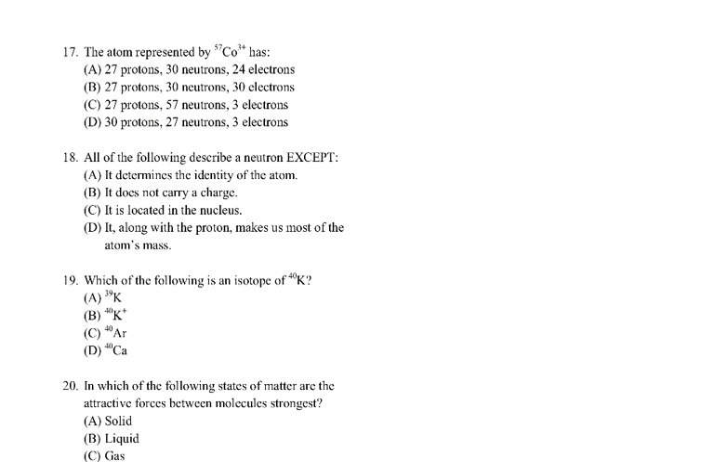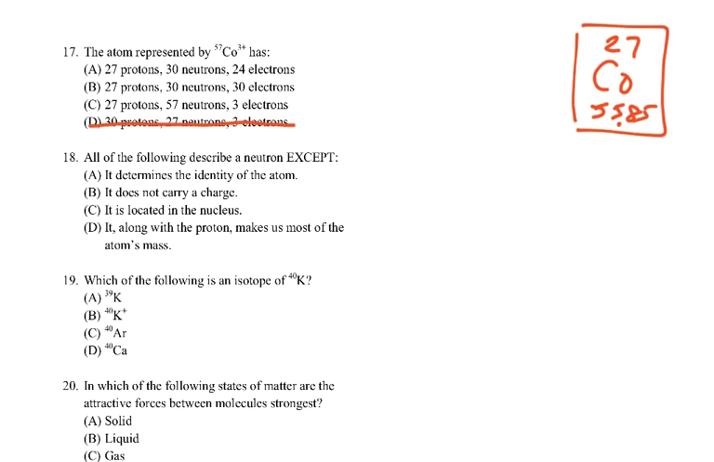Number 17, here's an atom. Okay, we've seen these. 27 protons, neutrons, and electrons. So we have to use our periodic table. We have a periodic table on the test. So we're going to look up cobalt. Cobalt is number 27. It has 27 on top and 55.85 on the bottom. So 27 protons, so I can definitely eliminate that answer.